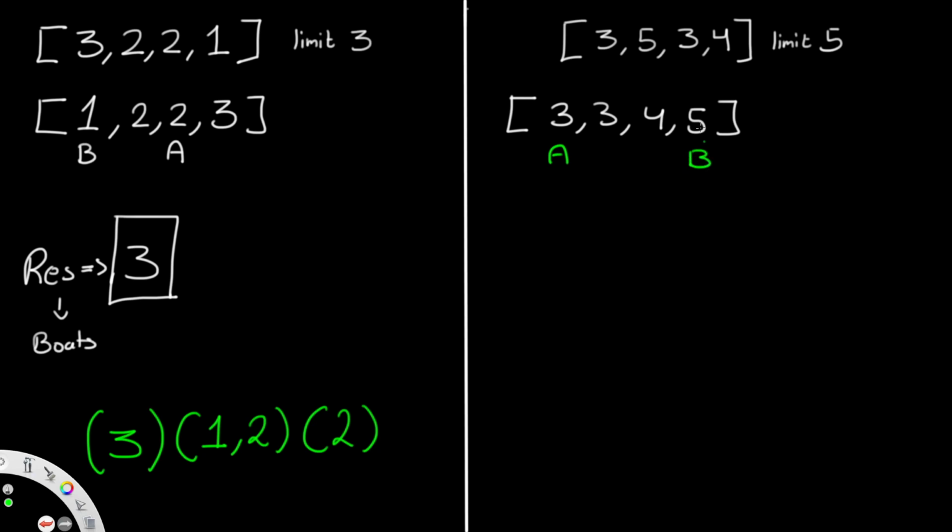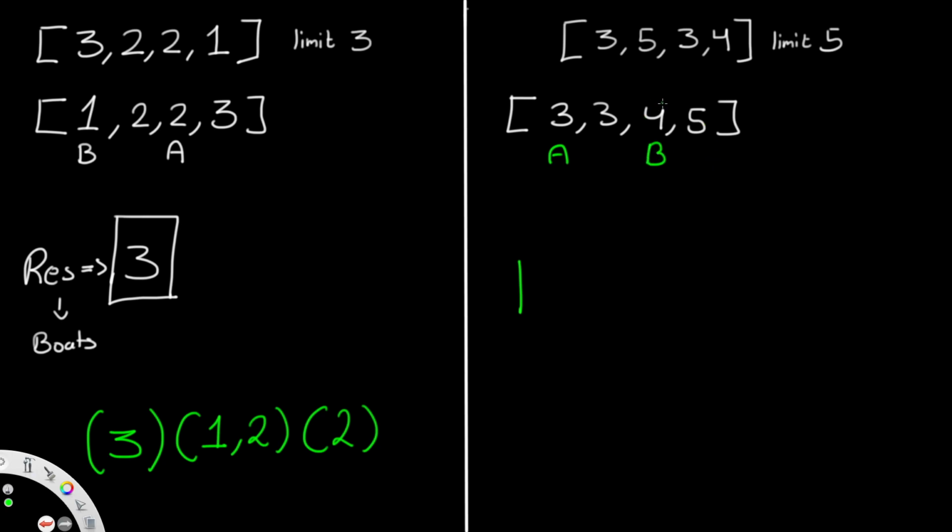Now the first thing we want to do is add them up. So 5 plus 3 is 8. Now 8 is greater than our limit. So in this case, what we're going to do is send 5 in its own boat. So now we need 1 boat, or actually I'll just use a tally mark. So we need 1 boat in this case. Now we're going to move B to the left by 1.